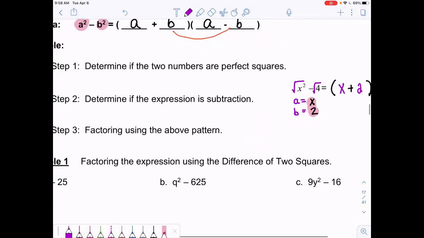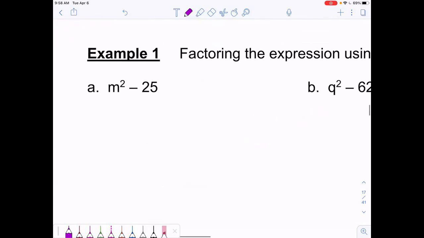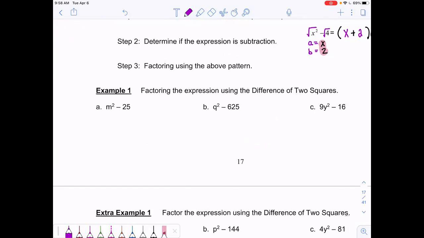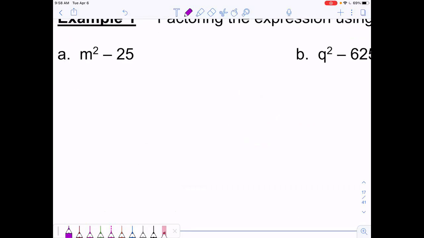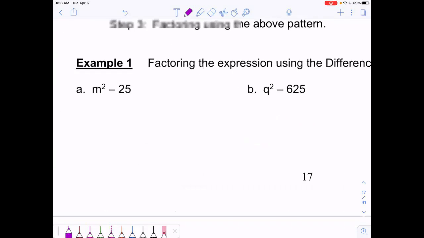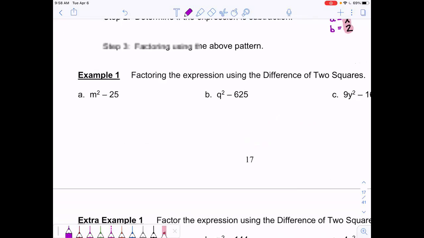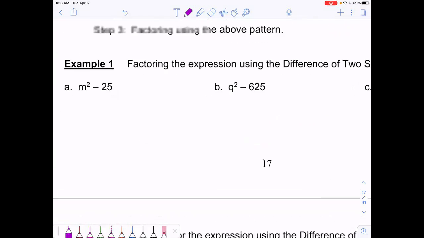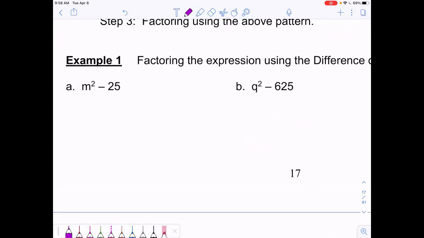So let's look here at the first problem. Threw in some different variables. We have an m, a q, and a y. Factor using the difference of 2 squares. Again, that's our pattern that we're going to use. So the tiny little bit of work, you're going to say what a and b are. And then we're going to replace those values in our pattern.